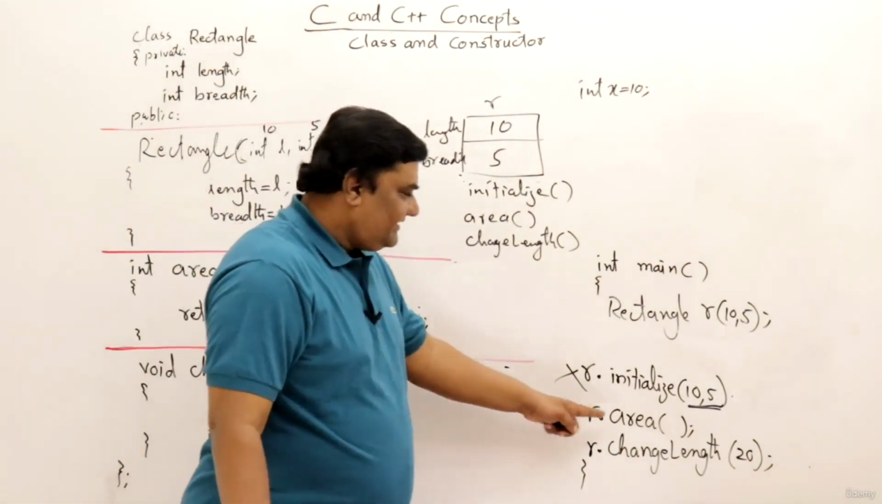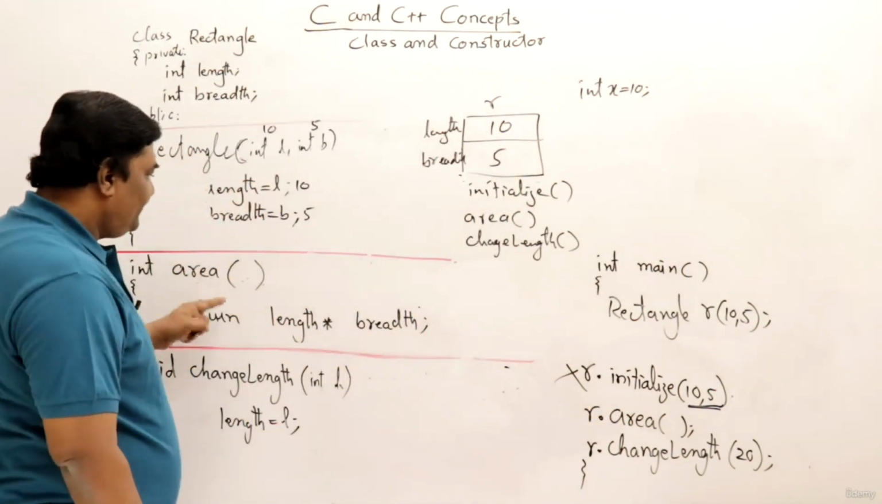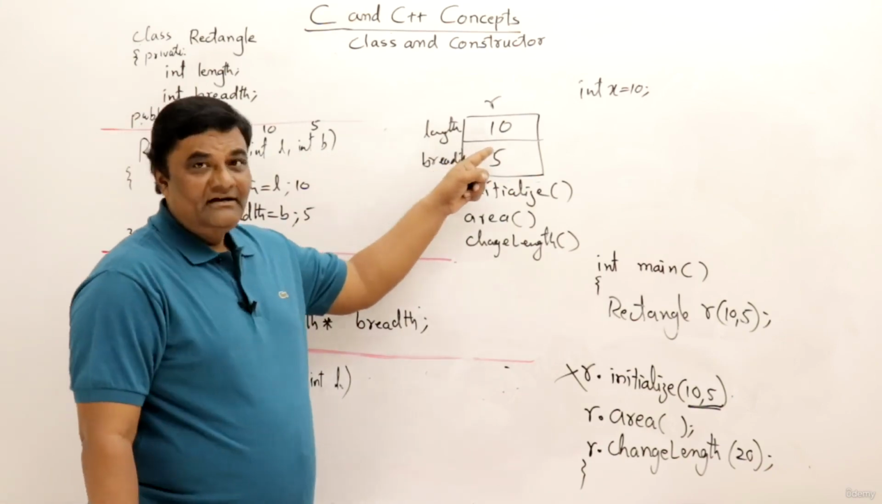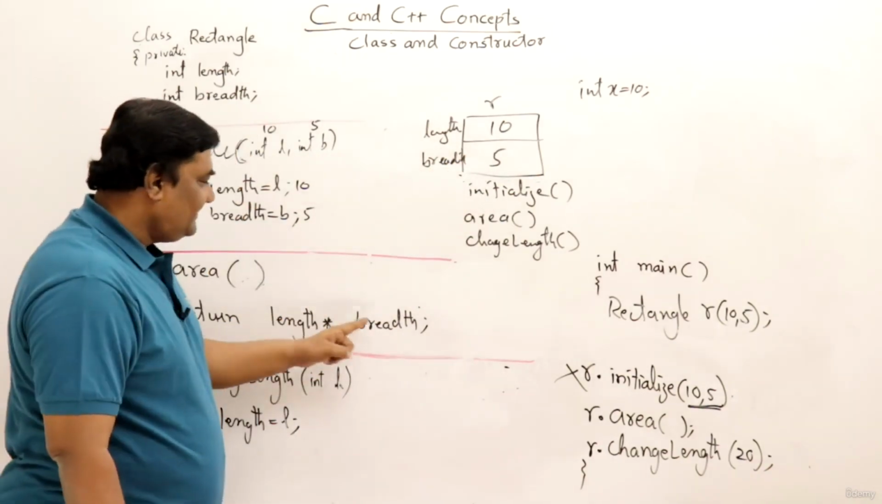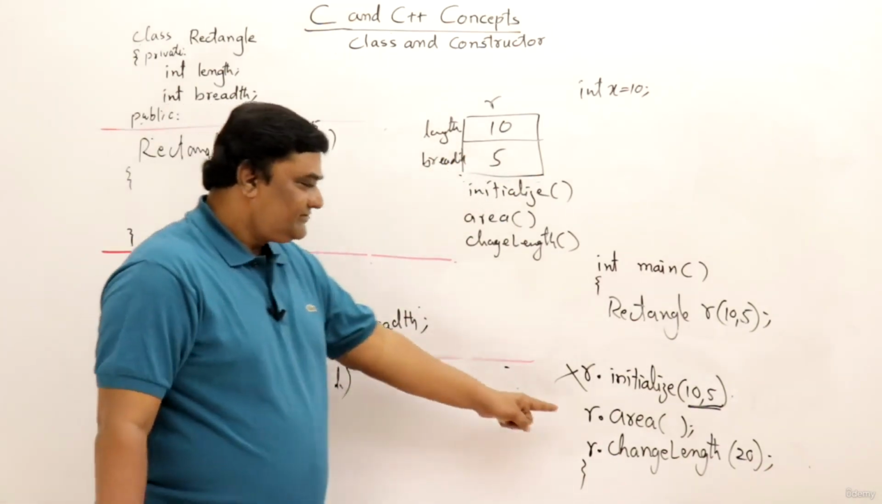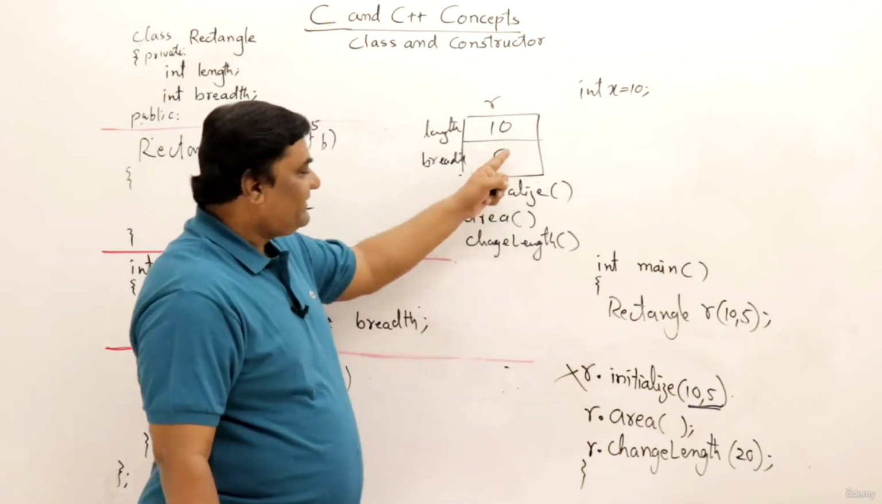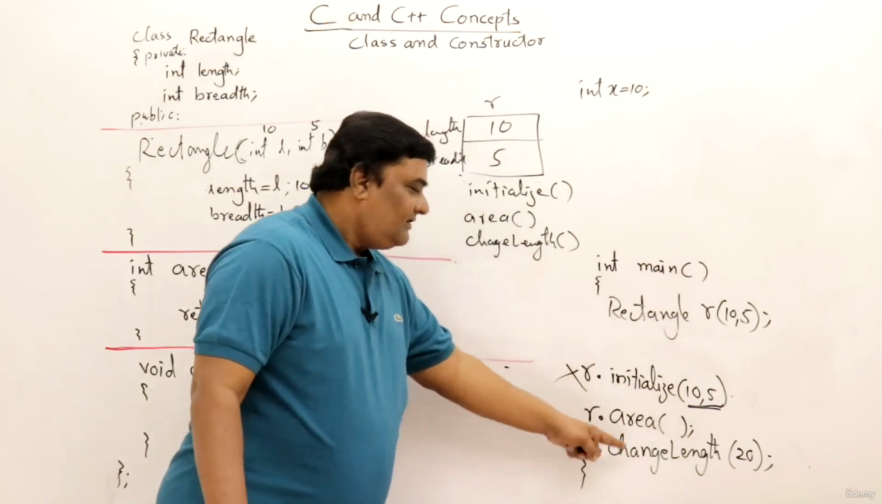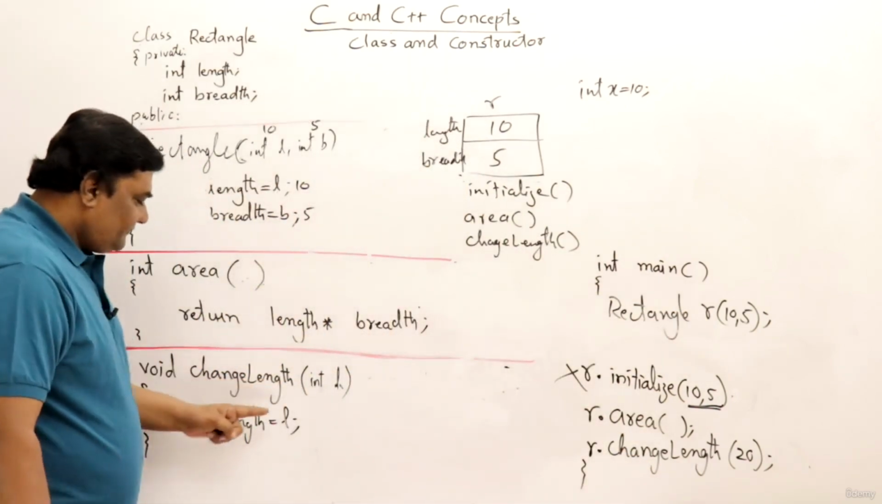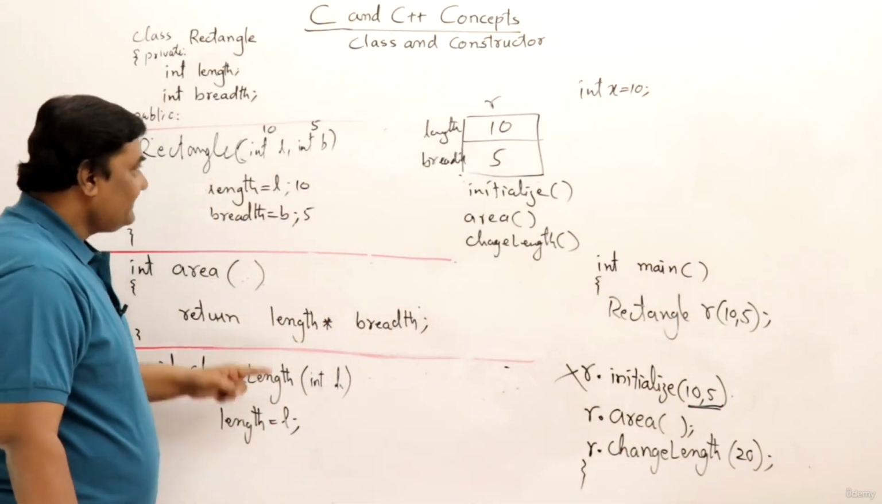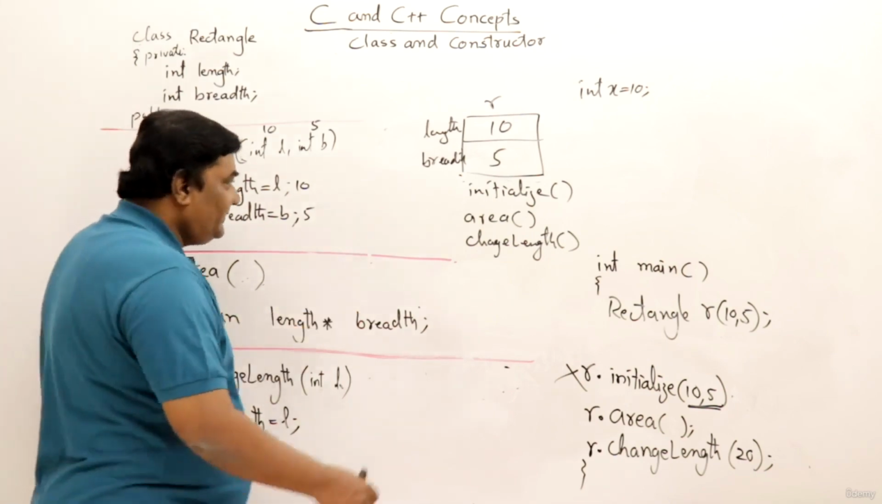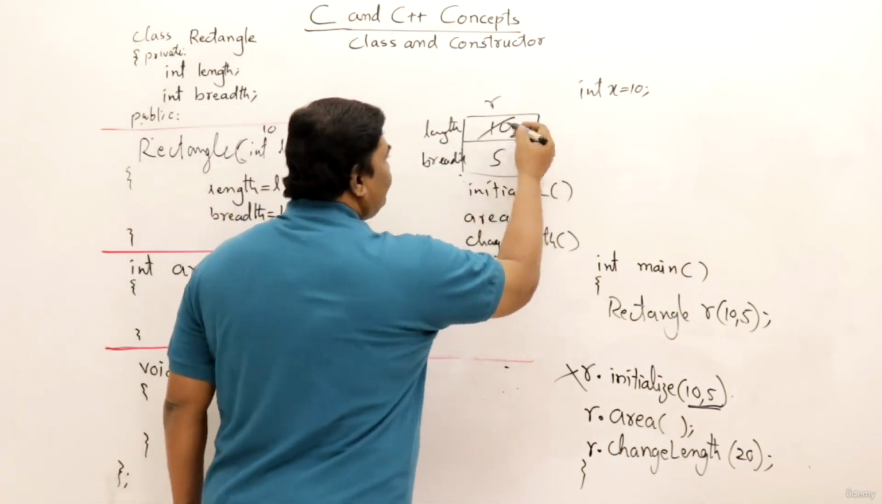Next I am calling the area function. This area function will be called upon this rectangle by multiplying length and breadth. It will return the result. I am not using that value. Then change length. Upon this rectangle only, because this is R, this function is called which will modify length and set it as the new length. So I am setting 20, so this will become 20.